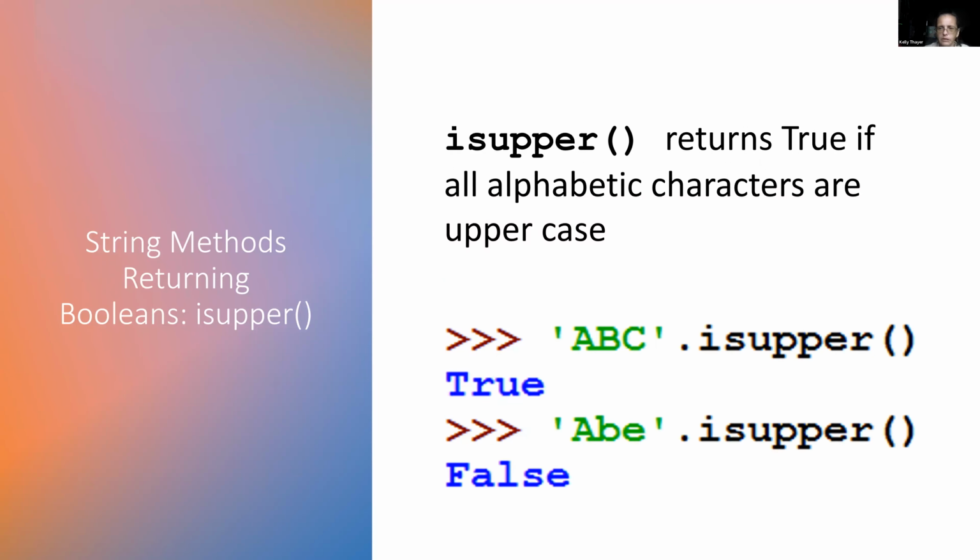isupper similarly will return true if all the alphabetic characters are in uppercase. So you can do ABC dot isupper, which is true. But if you do this with Abe in title case, or a name, we'll get false because two of them are not.